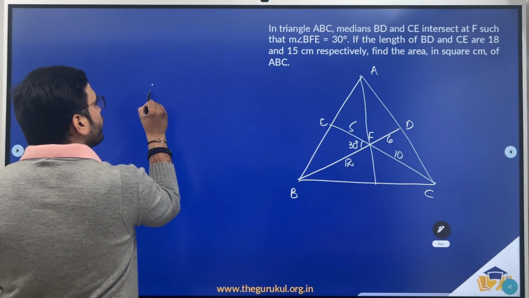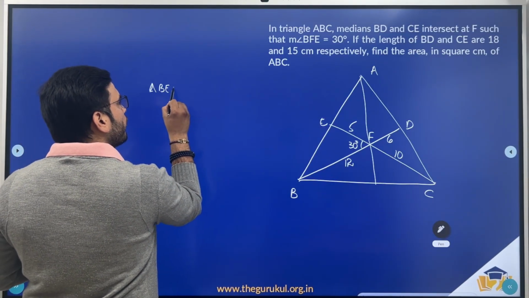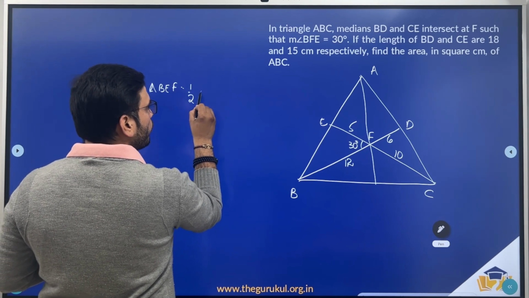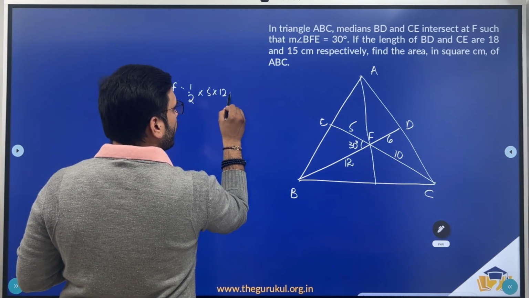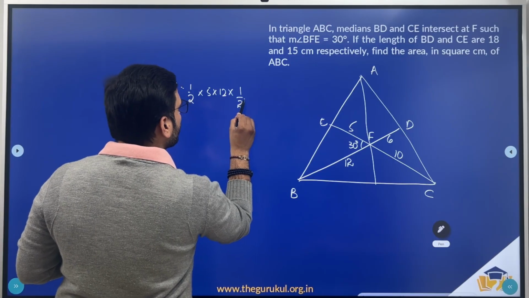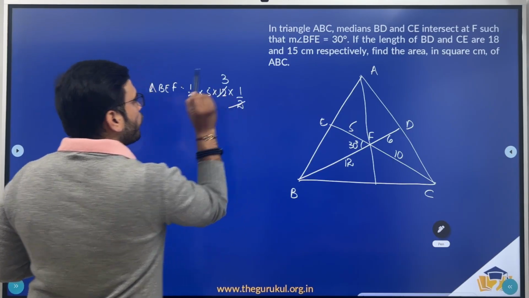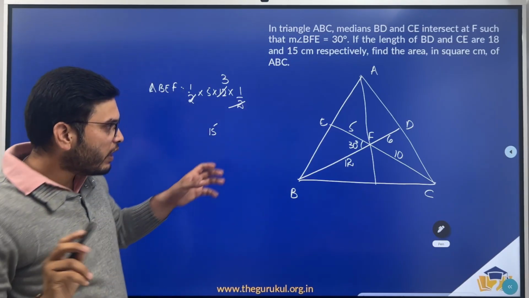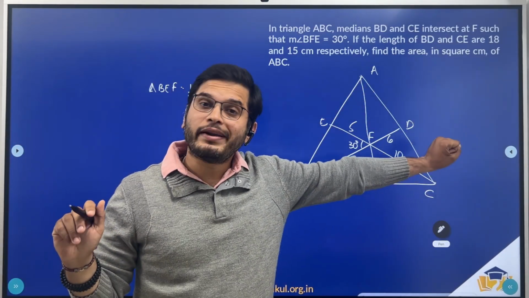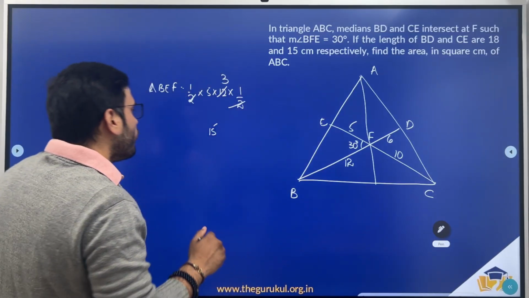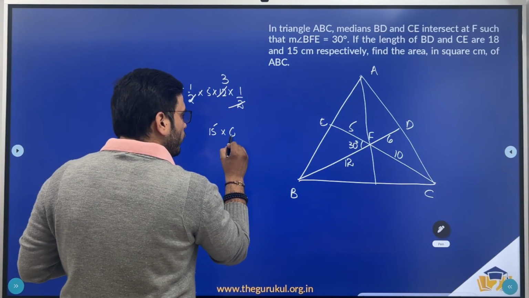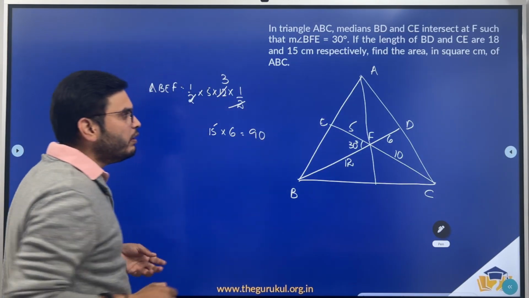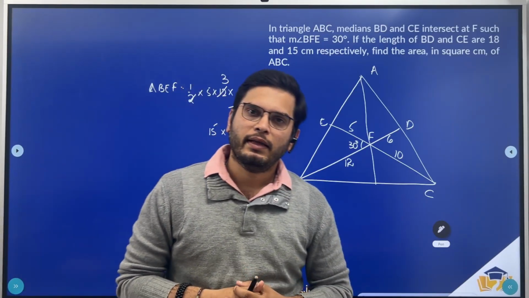Right. So area of triangle BEF would be half into 5 into 12 into sine 30, which is nothing but 1/2. So for 3 is 12. So area of triangle BEF is 15. Right. So we have how many such triangles? We have 6 triangles of equal area, each of 15 square centimeters. So 15 into 6, 90 square centimeters would be the area of the triangle ABC.